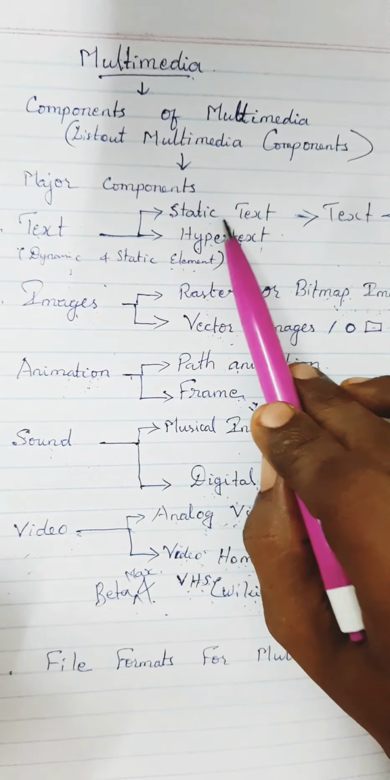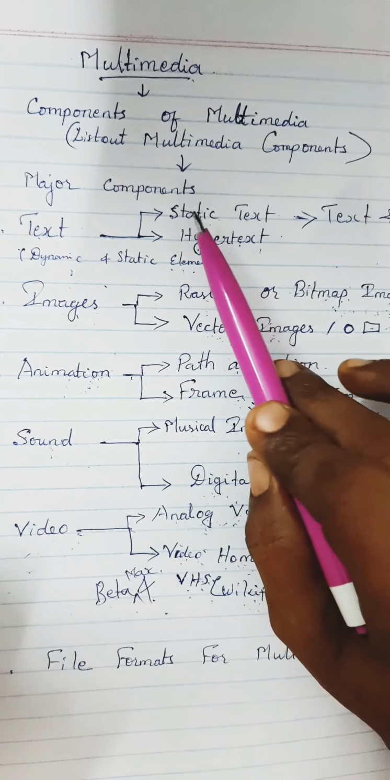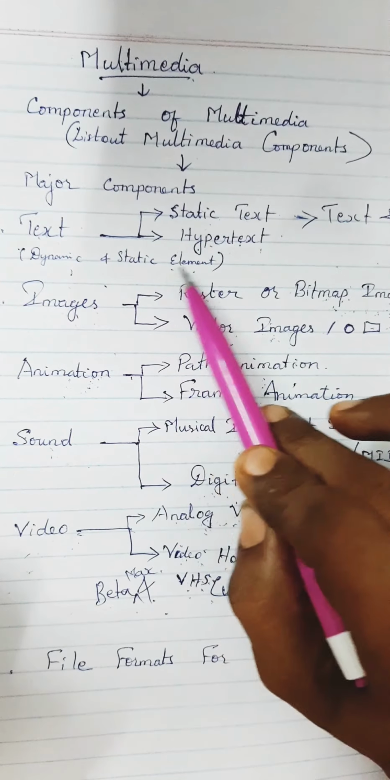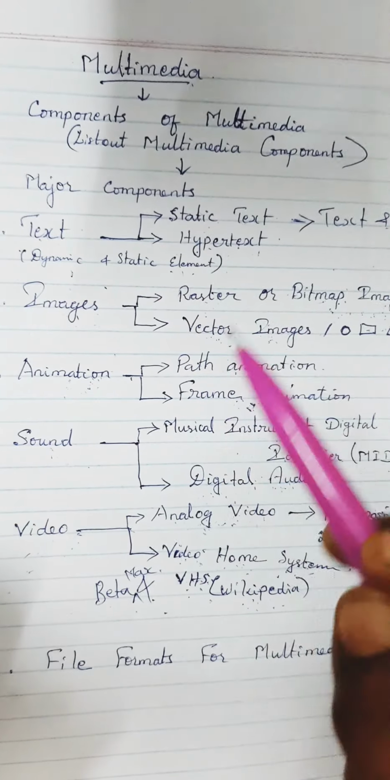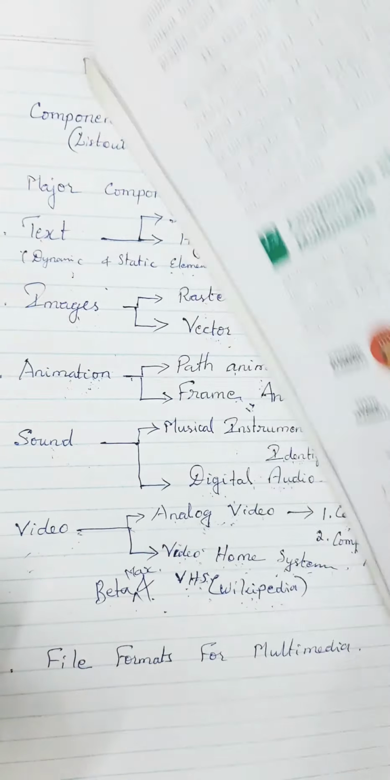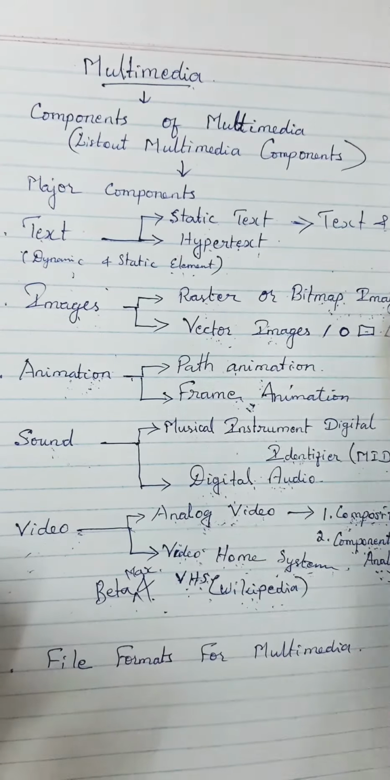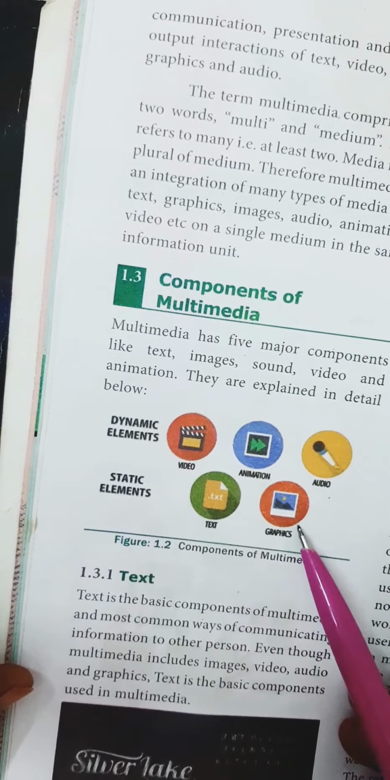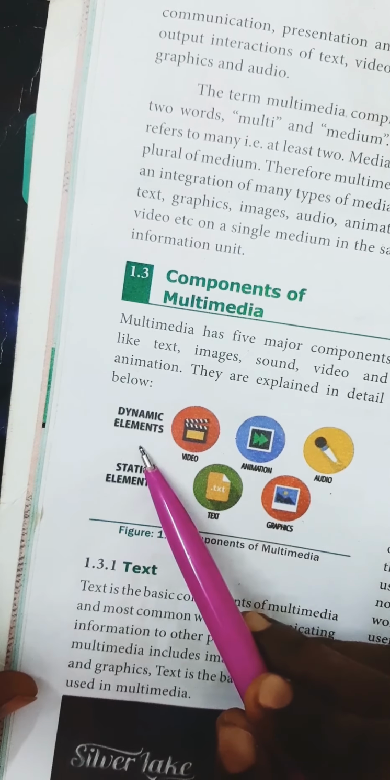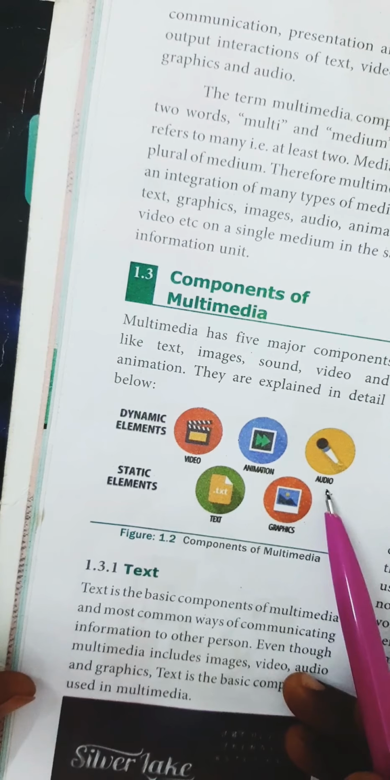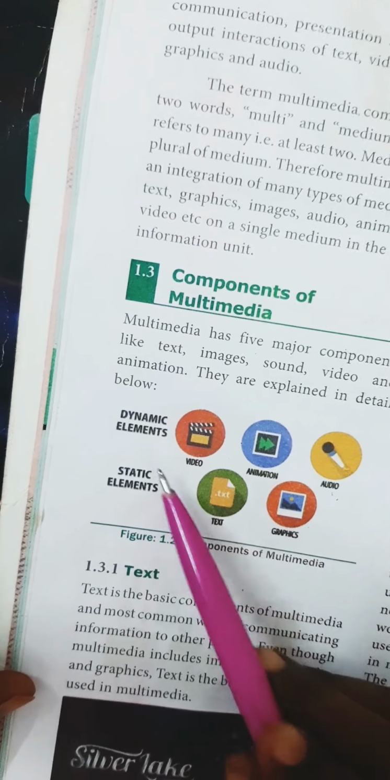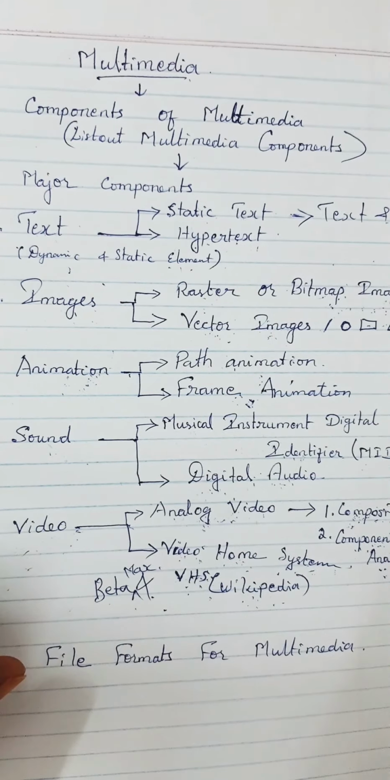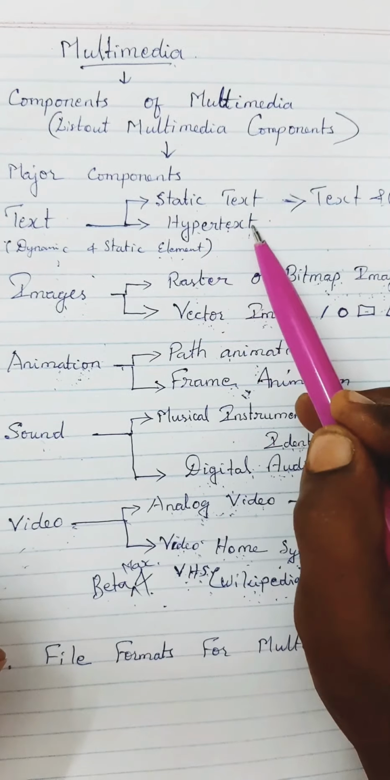That text is divided by static text and hypertext. Static text is divided by dynamic element and static element. Nothing else, only the text and static element is text, graphic. Dynamic element is video, animation and audio. These all together we are saying is a text component. That component we are going to divide it by 2, static text and hypertext.